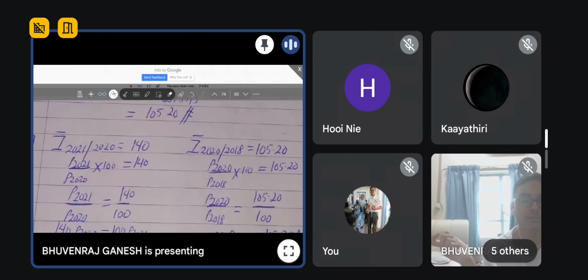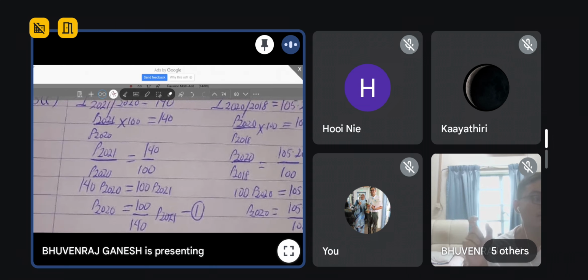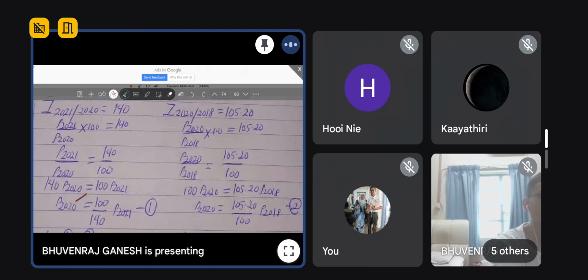Okay, so simultaneous equation means that kamu kena cuba ungkapkan harga 2020 dalam sebutan lain. You express the price in 2020 in other terms. Okay, so why do I do it like this? Sebab saya nak hapuskan 2020. Am I right? So means that saya guna rumus indeks harga.